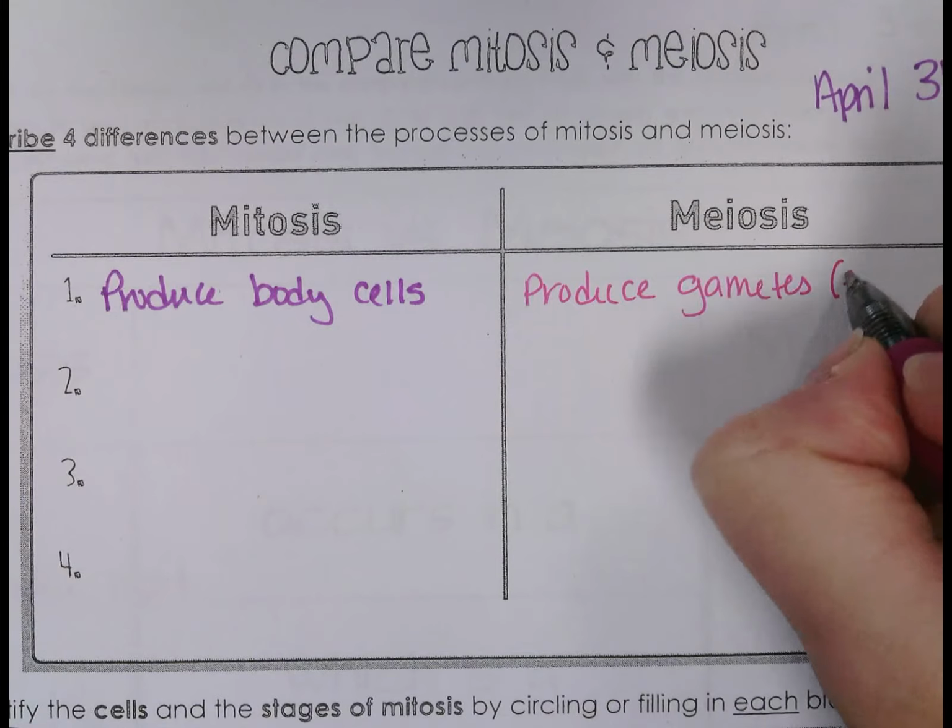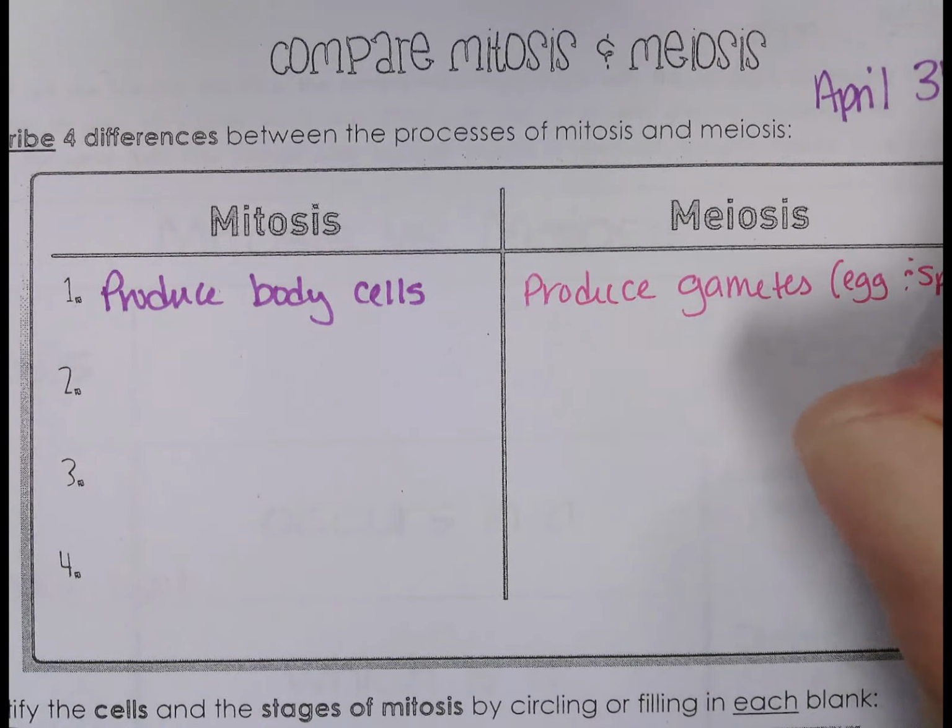So mitosis is going to produce body cells. Meiosis produces gametes, so the egg and sperm.